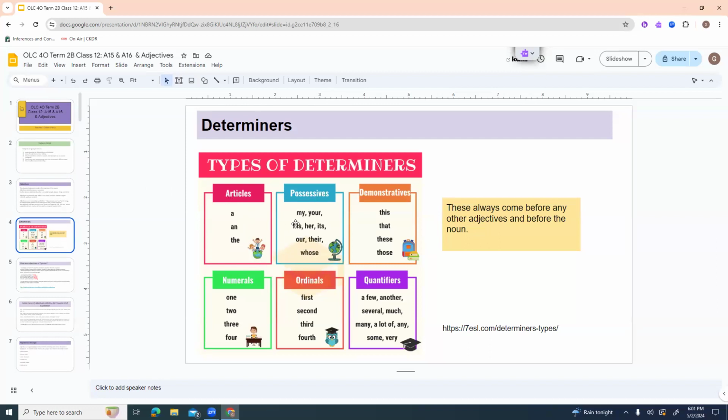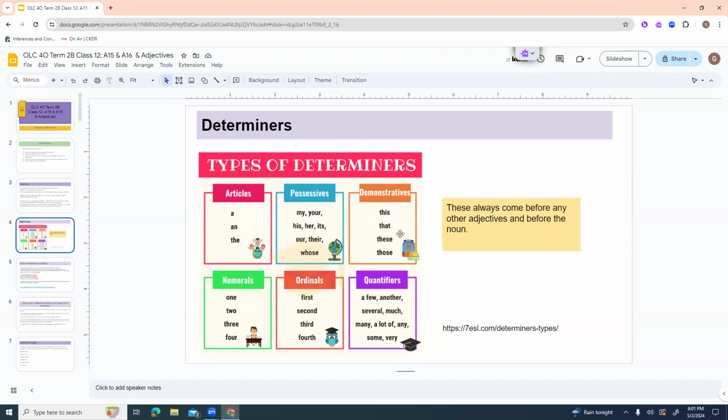And then possessives, things that are showing ownership, my, your, his, her, its, our, their, whose. And you can picture it because a lot of times you might have something like your house, and your is a possessive, but it's also acting as a type of adjective in that sense.